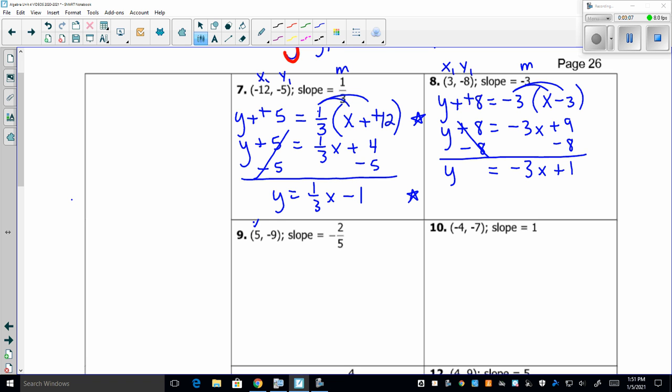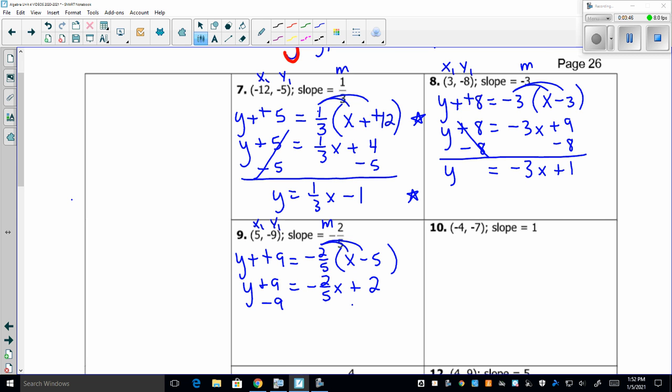So we have the point x1, y1, and we have a slope of negative 2/5. So we have y minus negative 9 equals negative 2/5 times the quantity x minus 5. Minus a negative turns into plus a positive. Negative 2/5 times x is negative 2/5 x. And a negative times a negative is a positive, and 2/5 of 5 is 2. And now to get that y by itself, we're going to subtract 9 from both sides. Plus 9 minus 9 cancel each other out, and we have y equals negative 2/5 x minus 7.